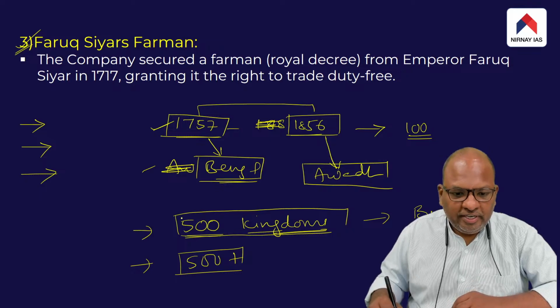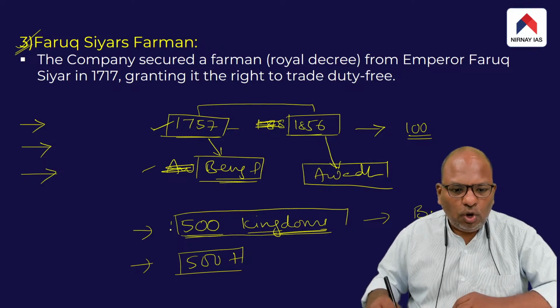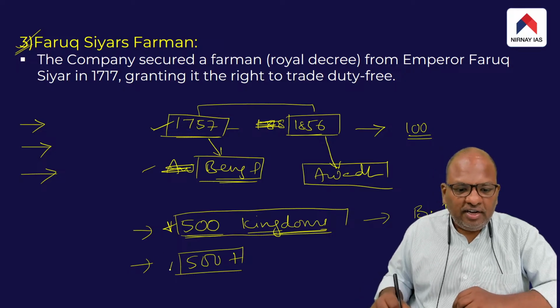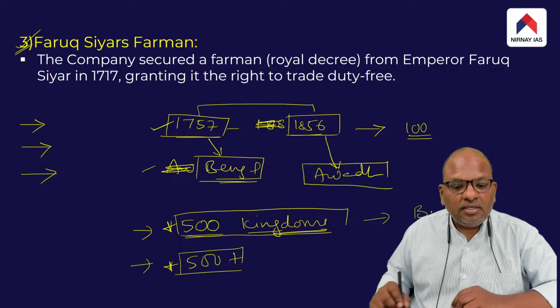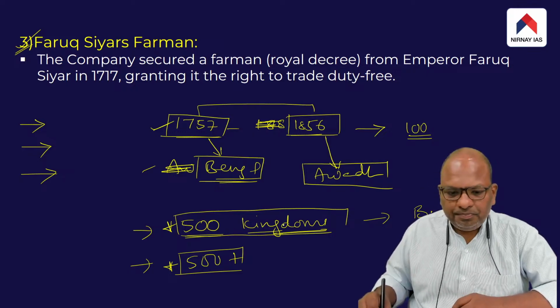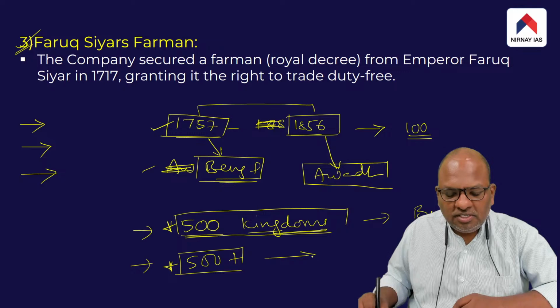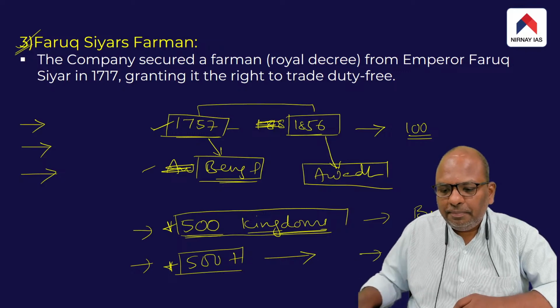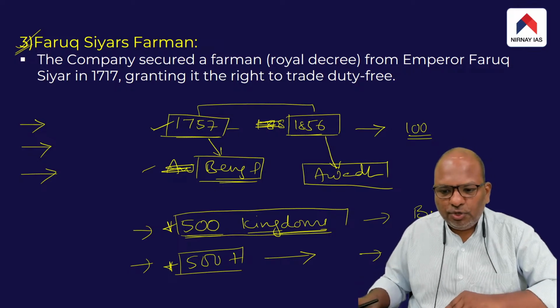So the British during this 100-year period conquered roughly 500 kingdoms, but 500 plus kingdoms still continued to remain under the control of various rulers, and these 500 plus kingdoms came to be referred to as the princely states. The princely states. That's the point. Let me repeat this point once again for you.